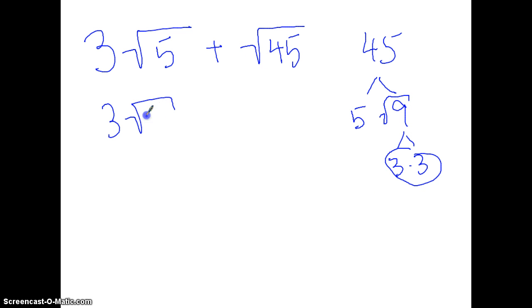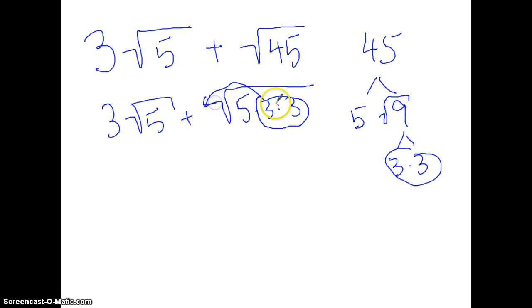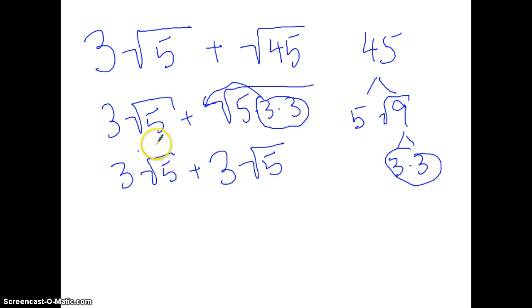Here I go. 3 square roots of 5 plus, and I'll start by just factoring this out. 5 times 3 times 3, that's just 5 times 9. 5 times 3 times 3, these two are equal to each other. And I can pull out this group of 3's and put them on the outside because the square root of 9, in this case, is 3. So 3 square roots of 5 plus, take the 3's outside, 3 square roots of 5. So this winds up being 3 square roots of 5 plus 3 more square roots of 5.